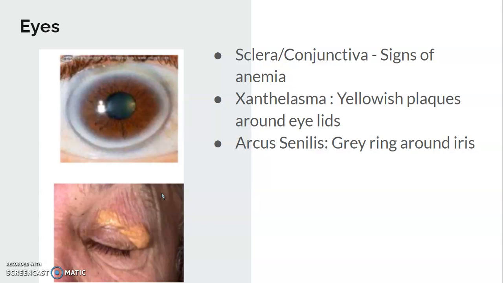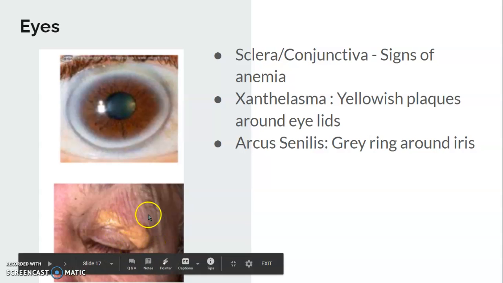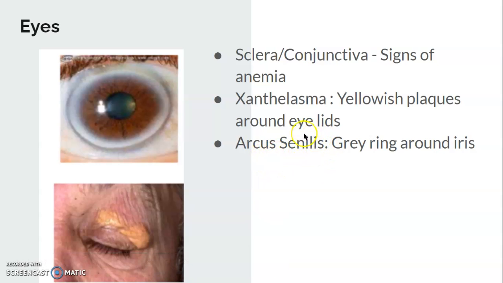Eyes, you will look at the sclera and conjunctiva for signs of anemia. Xanthelasma, yellowish plaque around the eyelids. So this is the xanthelasma which indicates the patient is hyperlipidemic. The next one is arcus senilis. Senilis is senile, which indicates degenerative changes, that is a grey ring around the iris. This is commonly seen in old patients, but if you identify it in your client, it indicates a possibility of hyperlipidemia.